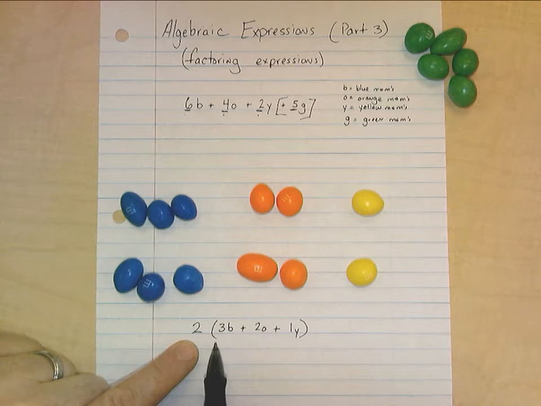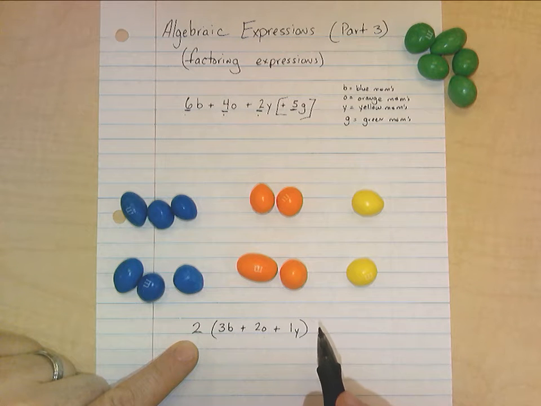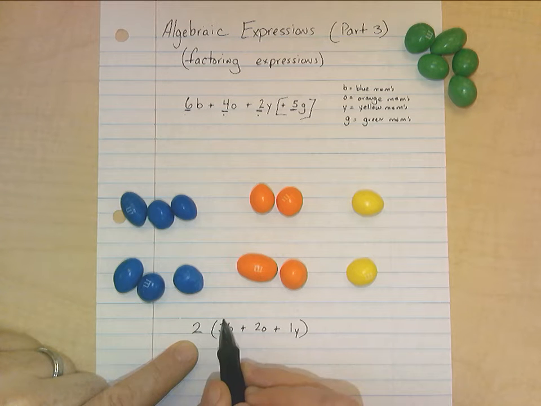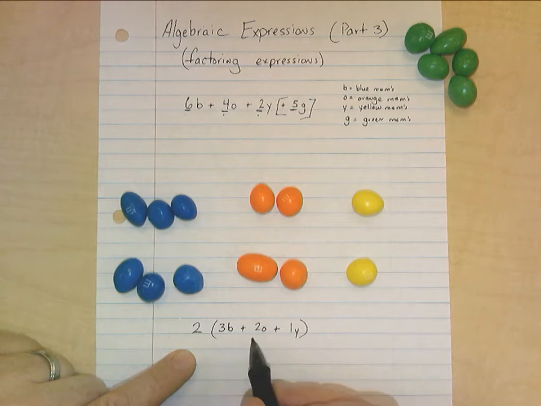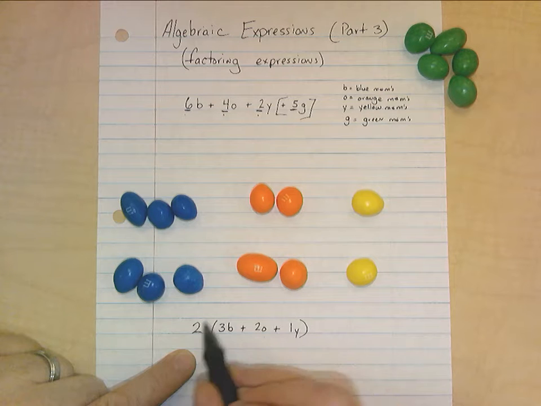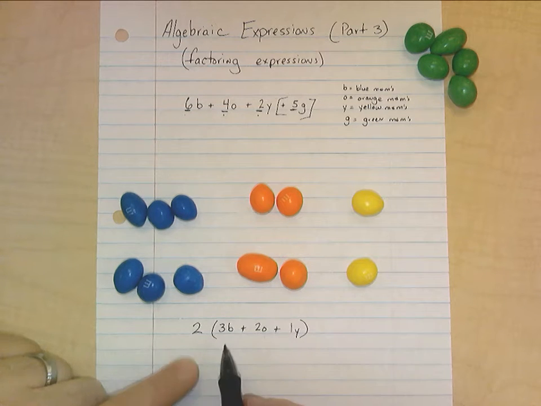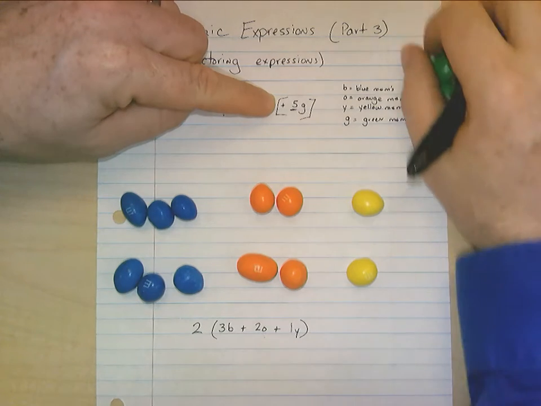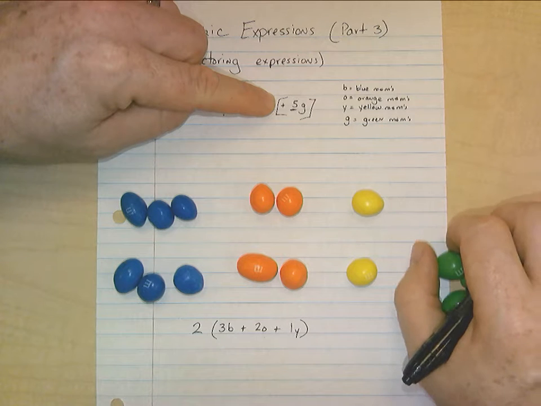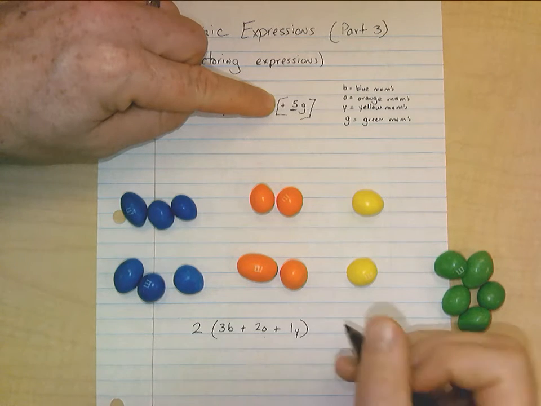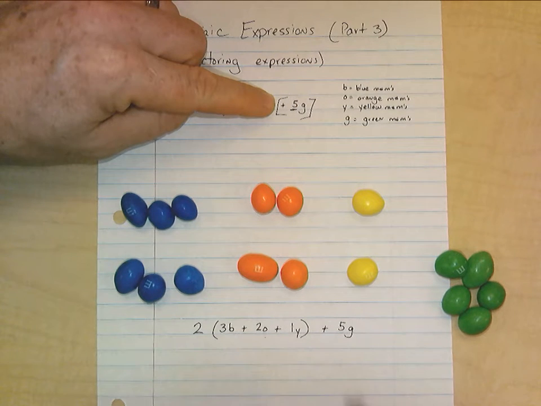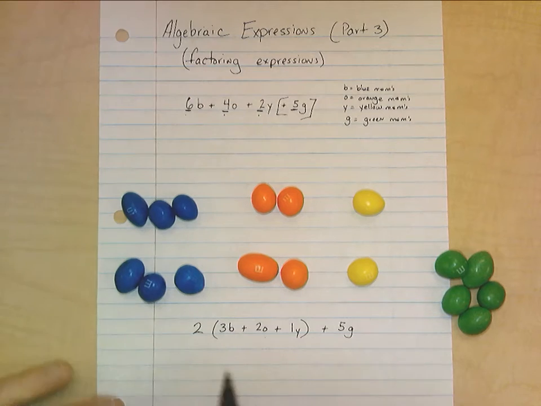And that's basically what we're doing, is we're factoring it out. We're basically going backwards in what I would say would be like the distributive property. So when we distribute the 2, it'd be 2 times 3b plus 2 times 2o plus 2 times 1y. But basically you're factoring out, you're dividing out. And then what do you have left? Well, we still have those 5 green, so there's really not much you can do except plus 5g at the very end. Okay, they're kind of on their own. So that's basically factoring out.